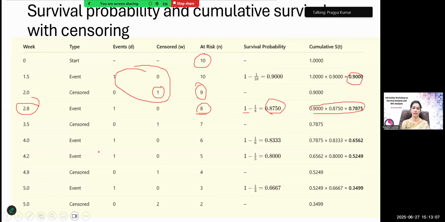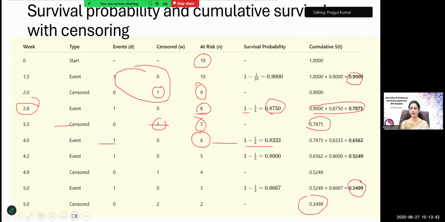Again, coming to the next one, at 3.5 there is censoring, so the survival probability is the same, which you have seen here, 0.78. Again, we calculate the probability at the next event, and here we will take 6. Why? Because from 7, we will deduct this 1, so it will be 6 people. So the survival probability will be 1 minus 1 by 6. This will be 0.83. If you keep on doing it, your overall survival probability is 34.